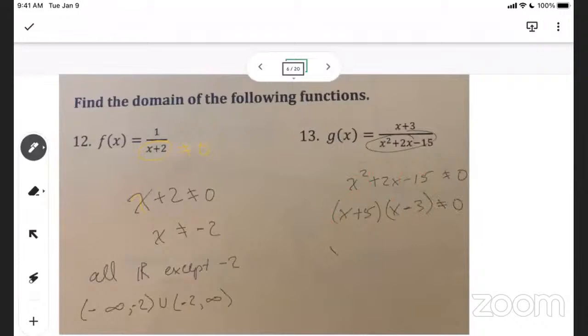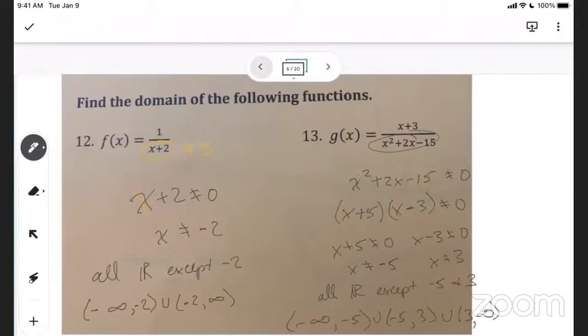And then you put x plus 5 equals 0 and x minus 3 equals 0. So x can't equal -5 and x can't equal 3. And so you can say all real numbers except -5 and 3, or you could say -infinity to -5 union -5 to 3 union 3 to infinity.